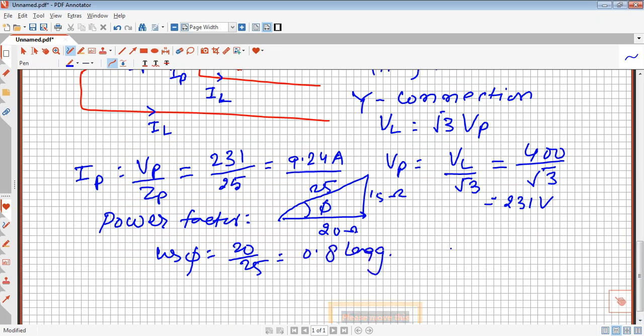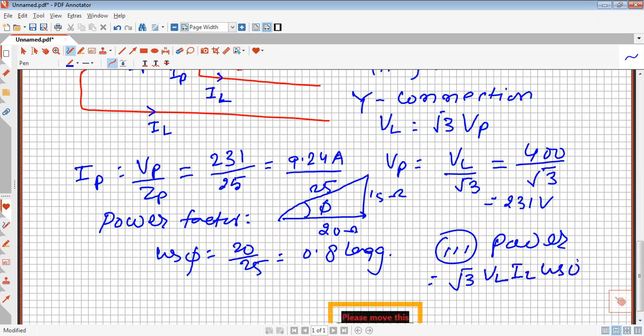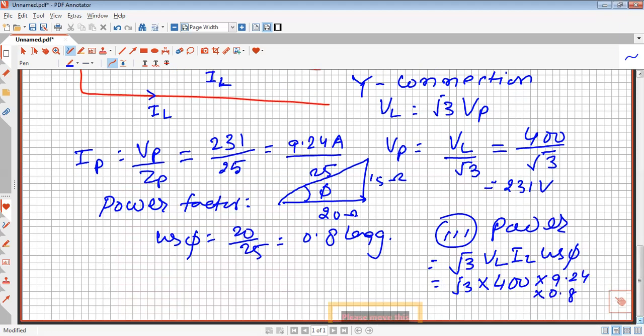Now we have to find the third part, that is power. Power, which we have already written, is √3 times VL multiplied by IL into cos phi. After putting in all the values: √3 multiplied by line voltage, 400 volt, and line current already calculated. The line current and phase current in the star connection are the same. So we put in 9.24 and power factor 0.8.